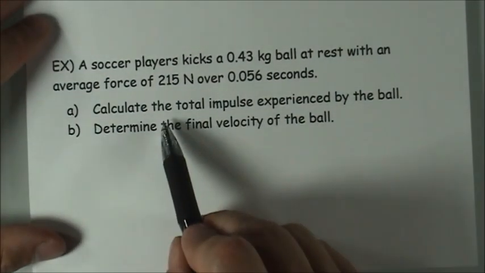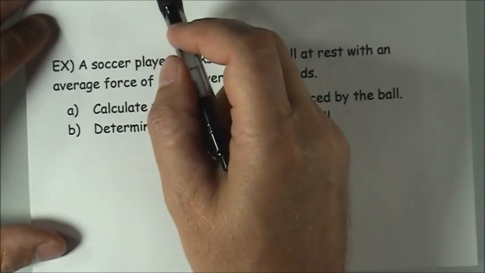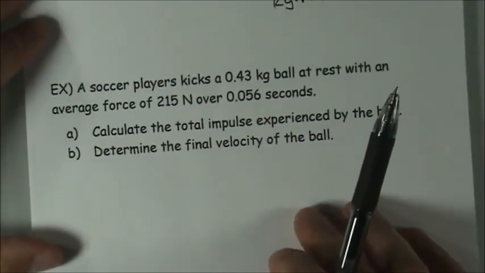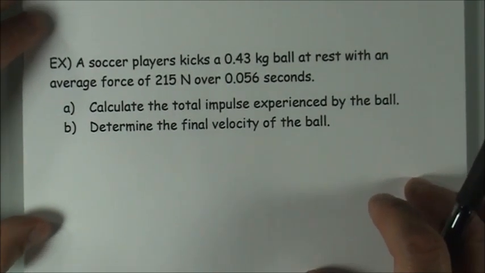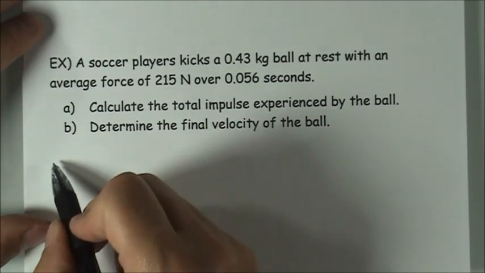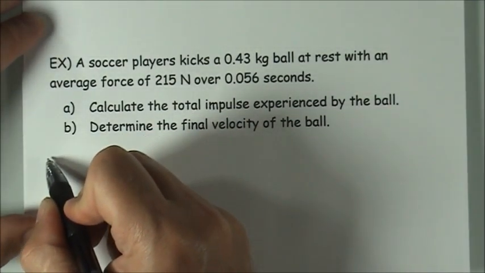In this case, I'm being asked to calculate the total impulse experienced by the ball, so that's the F delta T from before, and also to determine the final velocity of the ball. So we'll start again by looking at the initial quantities here.